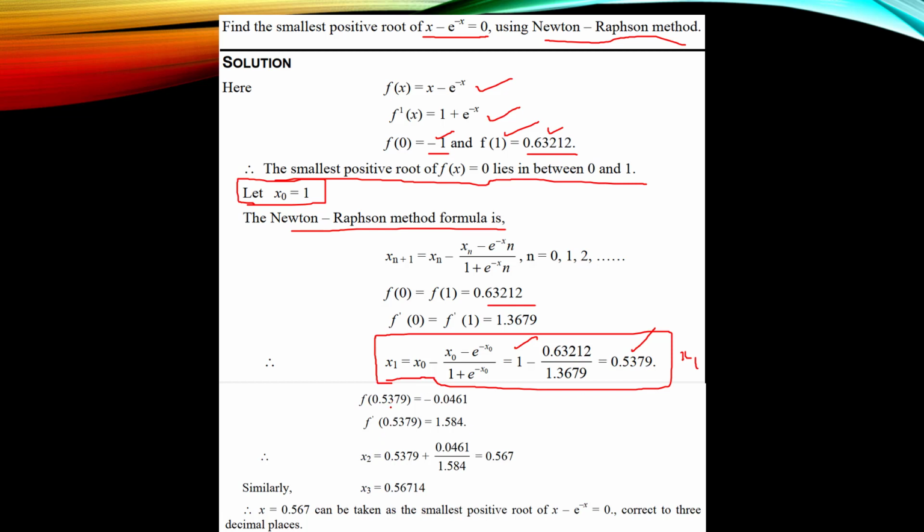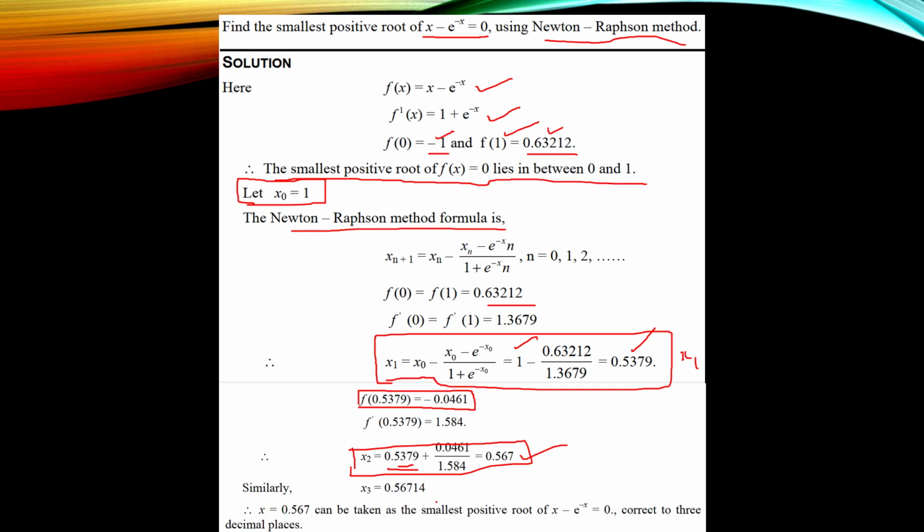When you are applying this value 0.5379, you are getting a value very near to 0. So this is not the exact root. There again you are doing the process and you're finding the x2. So with the new x1, x2 is equal to x1 minus f of x by f dash of x. You got 0.567. So even between these values there is a 0.03 difference. So this can be continued for a better approximation.